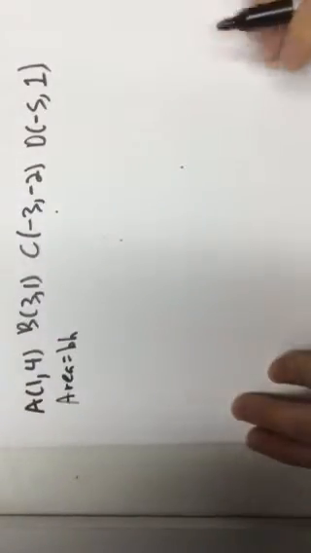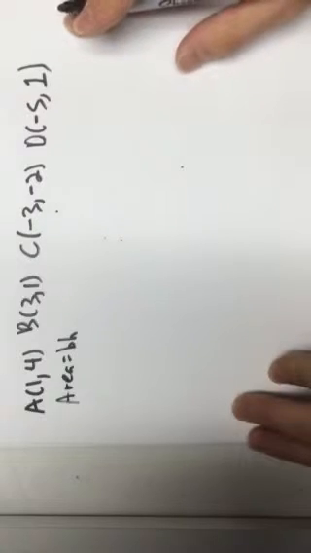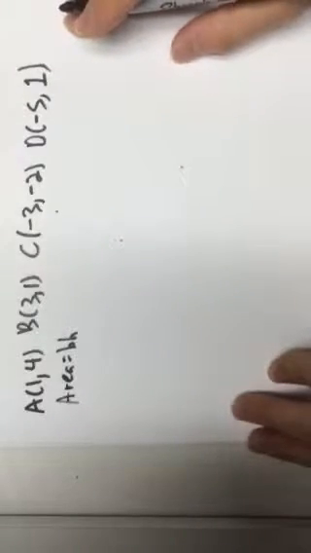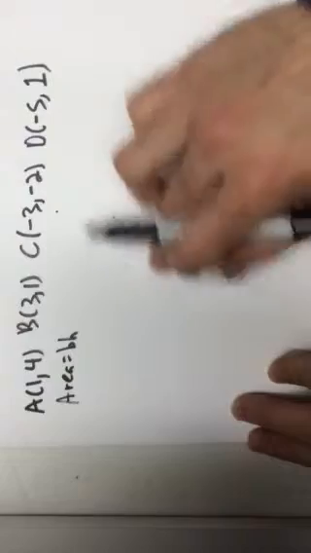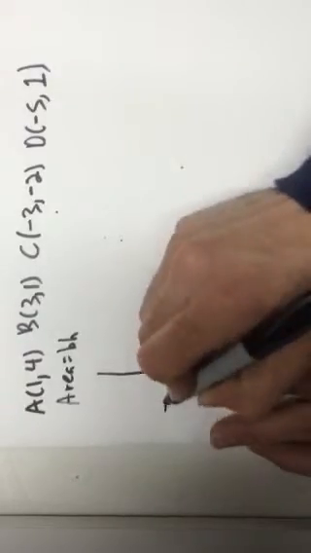all 4 sides. Okay. So first things first, I wrote down my 4 points A, B, C, and D. When you're talking about a quadrilateral, a 4-sided polygon, you always go in order when you're connecting them, A to B, B to C, and so on all the way around. Okay. So I'm going to do that. I'm going to make a sketch of the shape over here.